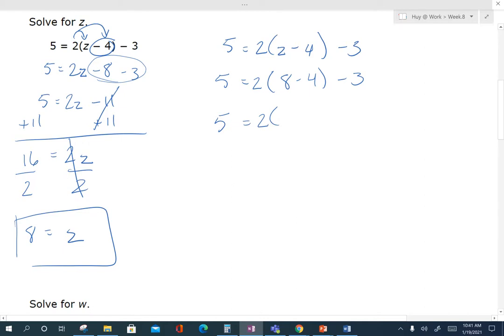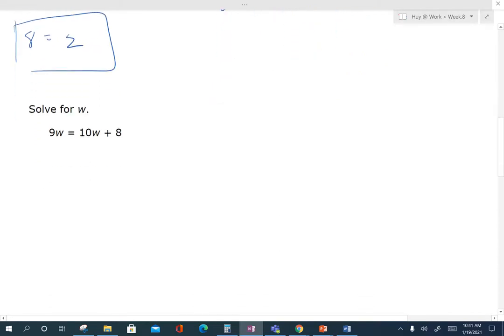And then here we don't need the distributive property. We can solve it straight up because we have two numbers in there. 8 minus 4 is 4, minus 3. 2 times 4 is 8, minus 3. And the 8 minus 3 does equal 5. That checks out, so we know our answer is correct. That's my favorite thing about algebra, and especially about solving equations, that you always have a way to check your answer. All right, well, let's move on.